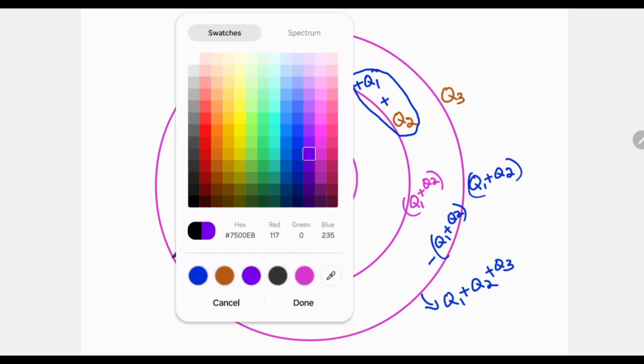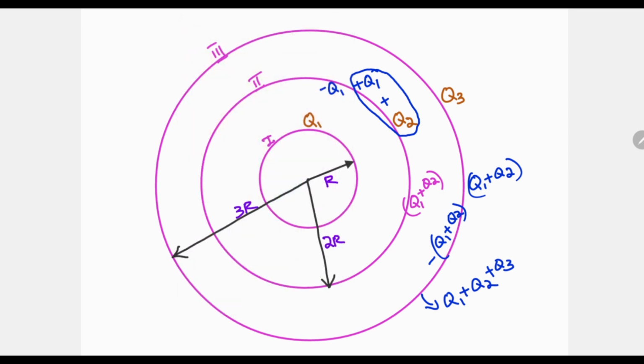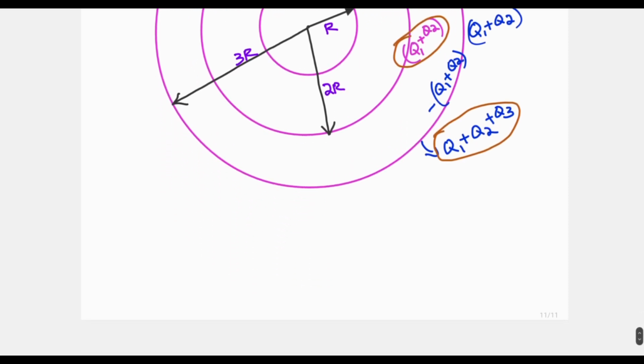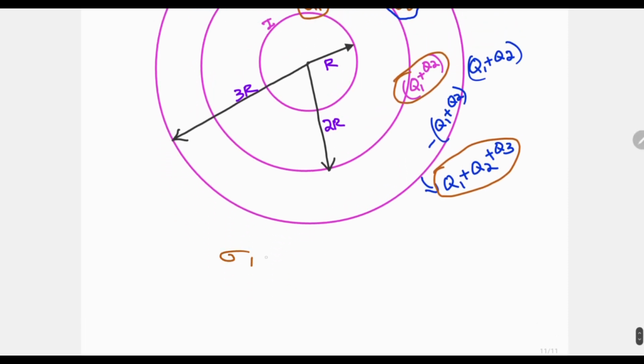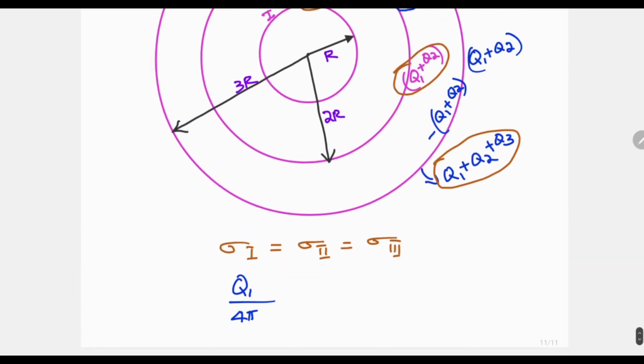So this concept of induction effect should be very clear in your mind. This is the charge on the surface of the second one, and this is the charge on the first one. Now, according to the question, the charge densities on the surfaces of the three spheres are equal. That means straight away I can write sigma 1 equals sigma 2 equals sigma 3. Now what is sigma 1? Sigma 1 is charge by area. So I can write Q1 by 4 pi R squared.